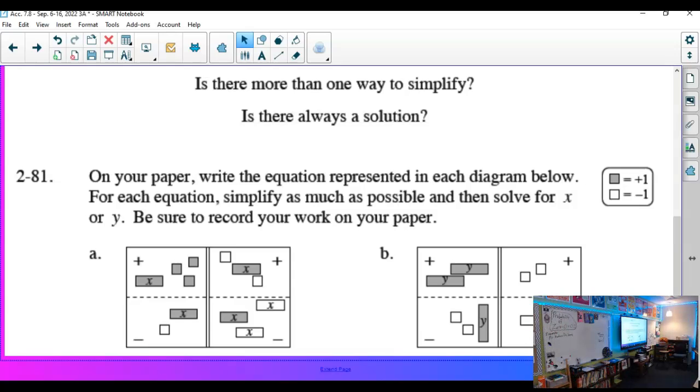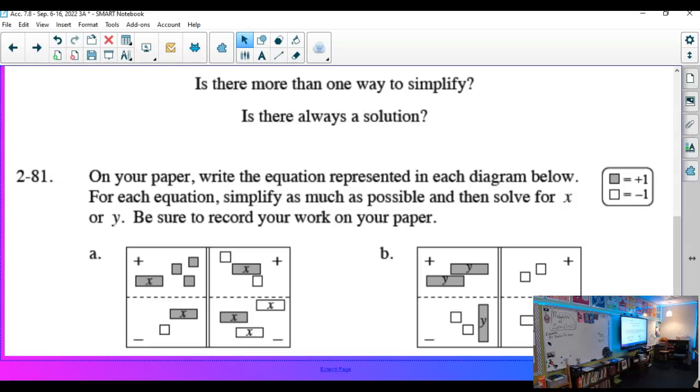So if I was you, I'd probably have a piece of graph paper labeled with 81A and probably be doing my work there. You might be able to get away with A on your paper, but by the time you get to B and the other ones, you're probably going to run out of space.